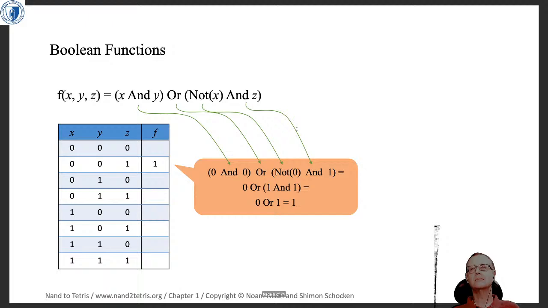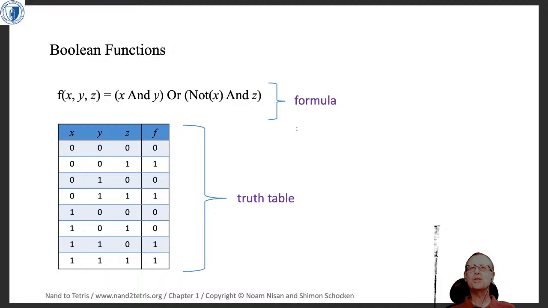Right, and here's a more complicated one where we've got x, y, and z, and a function f is the output, and we can go from the Boolean algebra expression at the top and gradually fill out the truth table. Right, and they're two of the examples, two of the ways we talked about being able to represent a Boolean function.